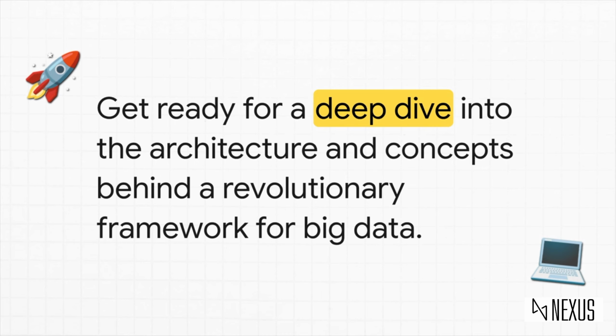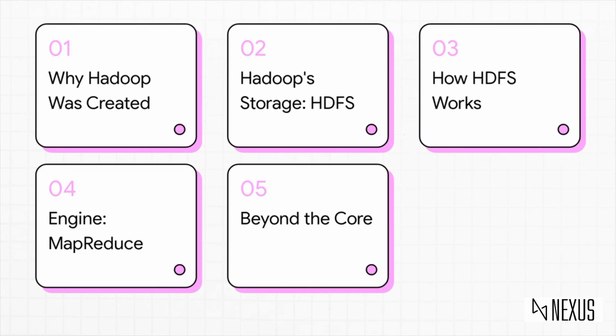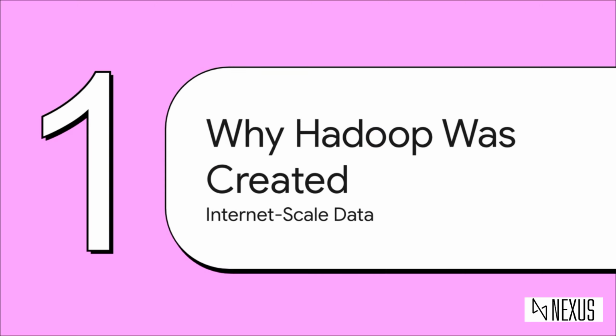Let's get into what happens when the amount of information you have gets so huge that your traditional systems just can't keep up. So here's what we're covering. First, we'll look at the problem that made Hadoop necessary in the first place. Then, we're going to break down its two main components, HDFS for storage and MapReduce for processing. And finally, we'll get a peek at the incredible ecosystem that was built right on top of it. Let's start with the big why.